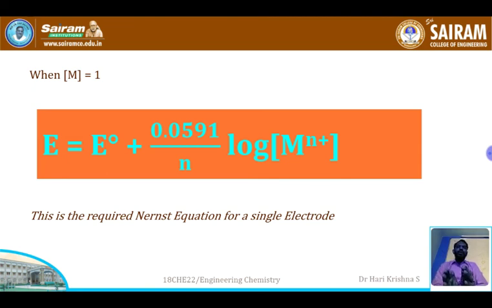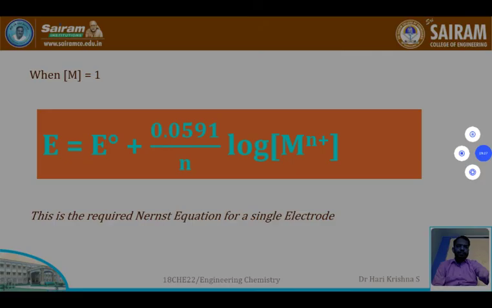So this is how Nernst proposed the Nernst equation for a single electrode as well as for a cell. Nernst was a great physicist and chemist. When he proposed the Nernst equation, his age was around 25. In future, he contributed a great deal to thermodynamics and was awarded the Nobel Prize too. Thank you.